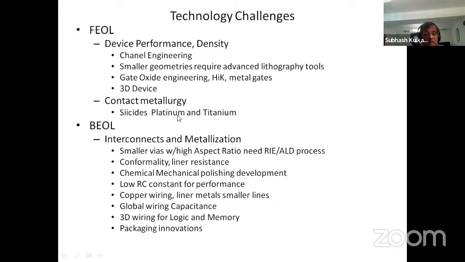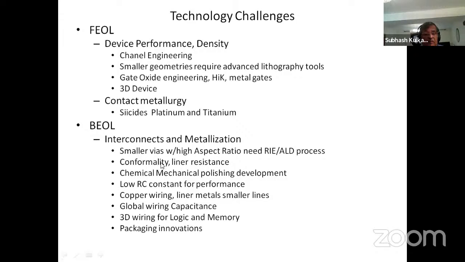Contact metallurgy: platinum and titanium are the two primary candidates used so that you form silicides onto which metals will make connections. And in the back end, you have interconnects and metallization, where smaller vias with higher aspect ratios need the reactive ion etch and the ALD process that I described. Without the combination of these two, you cannot build any interconnects.